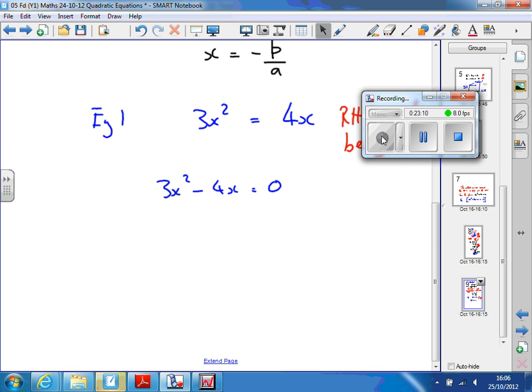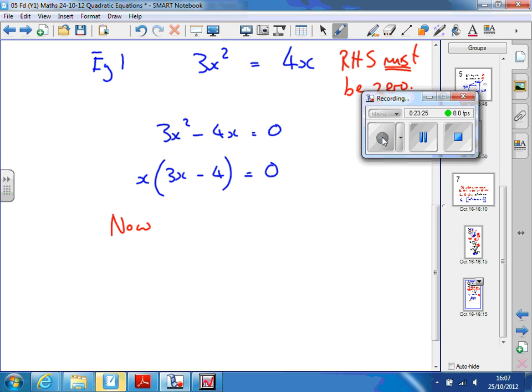Now factorise. Take the x outside the bracket, leaving 3x minus 4 inside the bracket. Now, x equals 0, or 3x minus 4 equals 0. So those are my two solutions. Solving this little equation, 3x equals 4, adding 4 to both sides, and x equals 4 over 3. So those are my two solutions, x equals 0 or x equals 4 over 3.